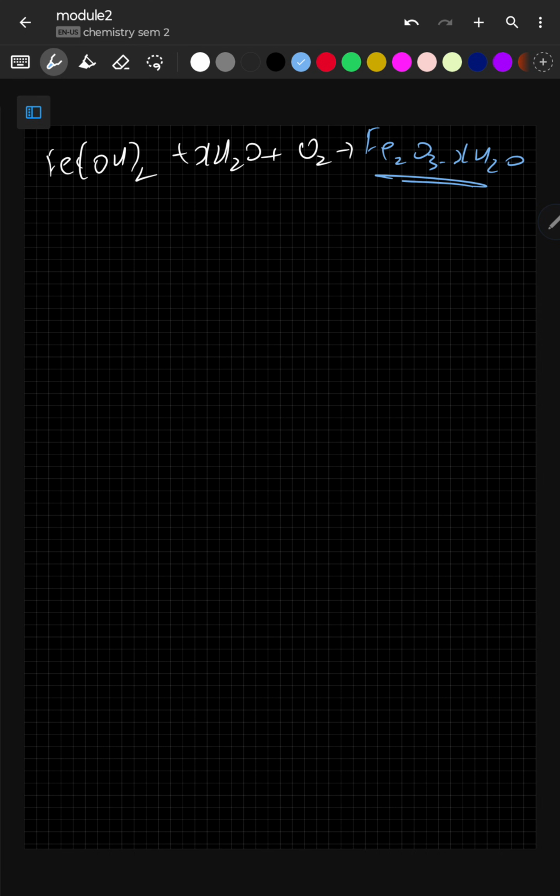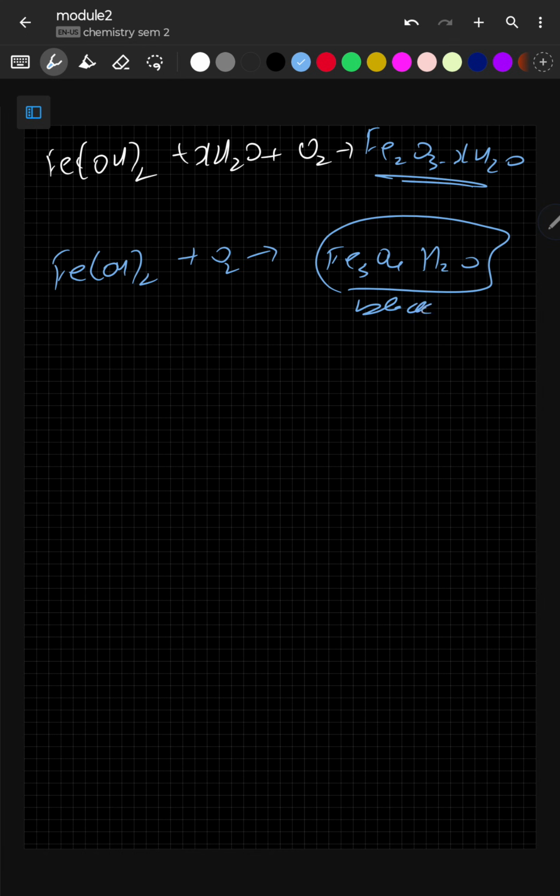This Fe(OH)2 will further react with water and oxygen to form Fe2O3.xH2O. Fe(OH)2 will react with water and oxygen to form Fe2O3.xH2O. This is a rusty yellow. So Fe2O3.xH2O is hydrated ferric oxide. Now in limited oxygen, the same Fe(OH)2 will form Fe3O4.H2O. This is black rust.